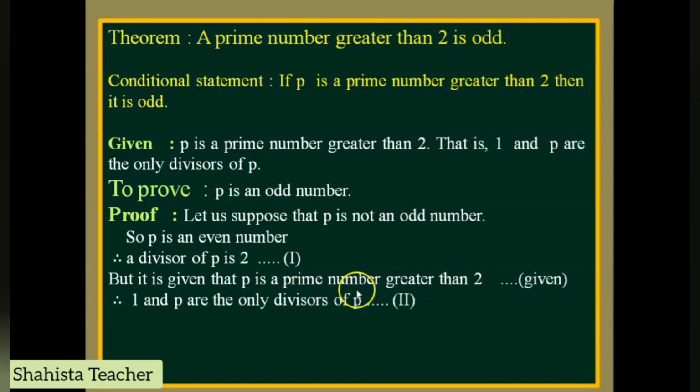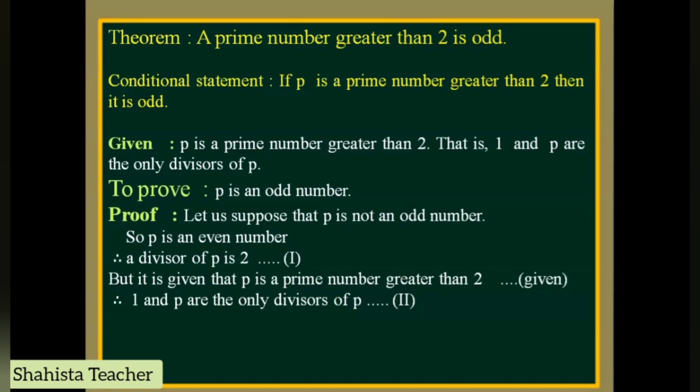Only divisors of p means prime number. यानी कि 1 जो है वो prime number में ही आता है. समझ में? After this, statement 1 and 2, यानी कि ये वाला statement, a divisor of p is 2 and 1 and p are the only divisors of p. This is statement 2. Okay, the assumption that p is not odd is false.